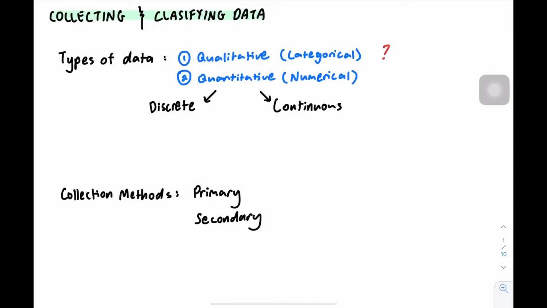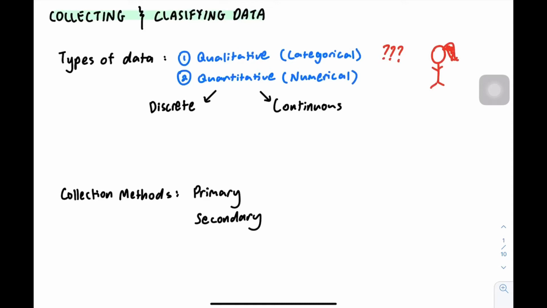So, what does this mean? Categorical data or qualitative data basically means data that cannot be represented by numbers. For example, if you ask someone what their hair color is, they cannot answer that with a number. They could answer red, they could answer black, they could answer blue, but that's not a numerical answer. Hence, what you just got by asking that question is qualitative data.